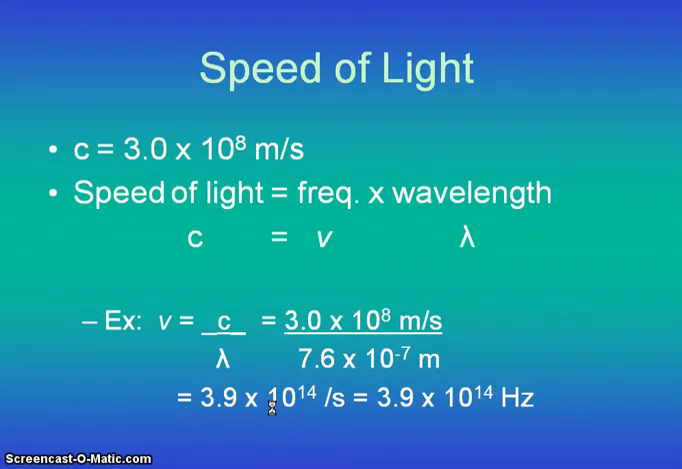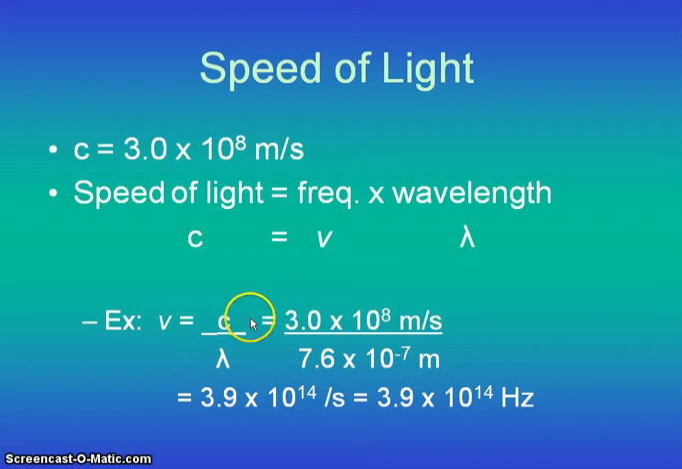With the speed of light, we've mentioned this before with the E equals mc squared equation. We're going to be able to use it again here, where c is 3 times 10 to the 8th meters per second. And with this, we can have either frequency or wavelength and be able to calculate the other one.